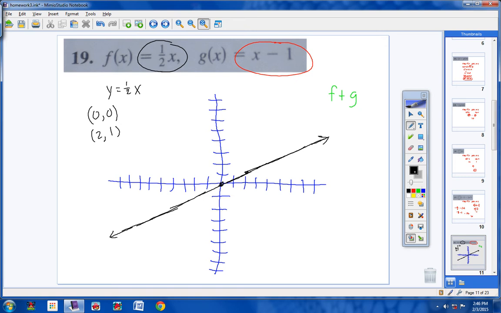Okay, now we're going to move on to red, okay? This is a linear equation. y equals x minus 1. Okay, so let's just get 2 quick points. Put a 0 in for x, and you get out negative 1. Put a 2 in for x, and you get out 1, okay? So (0, −1) and (2, 1). So here we go.